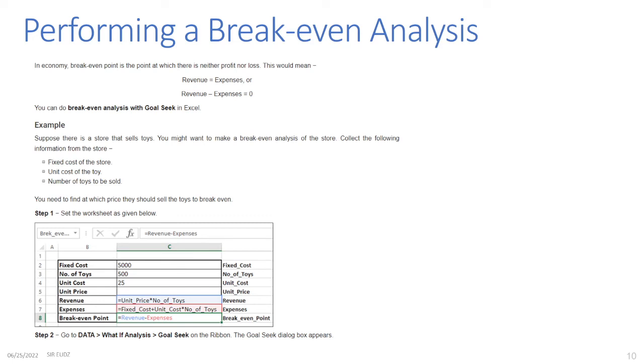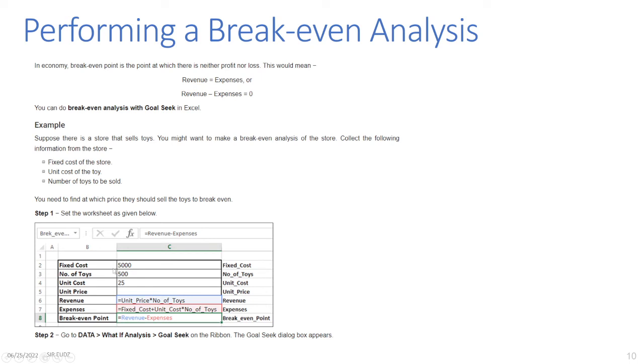Example, suppose there is a store that sells toys. You might want to make a break-even analysis of the store. Collect the following information from the store: the fixed cost of the store, the unit cost of the toy, and the number of toys to be sold. So you need to find at which price they should sell the toys to break even. So step 1, set up the worksheet as follows.